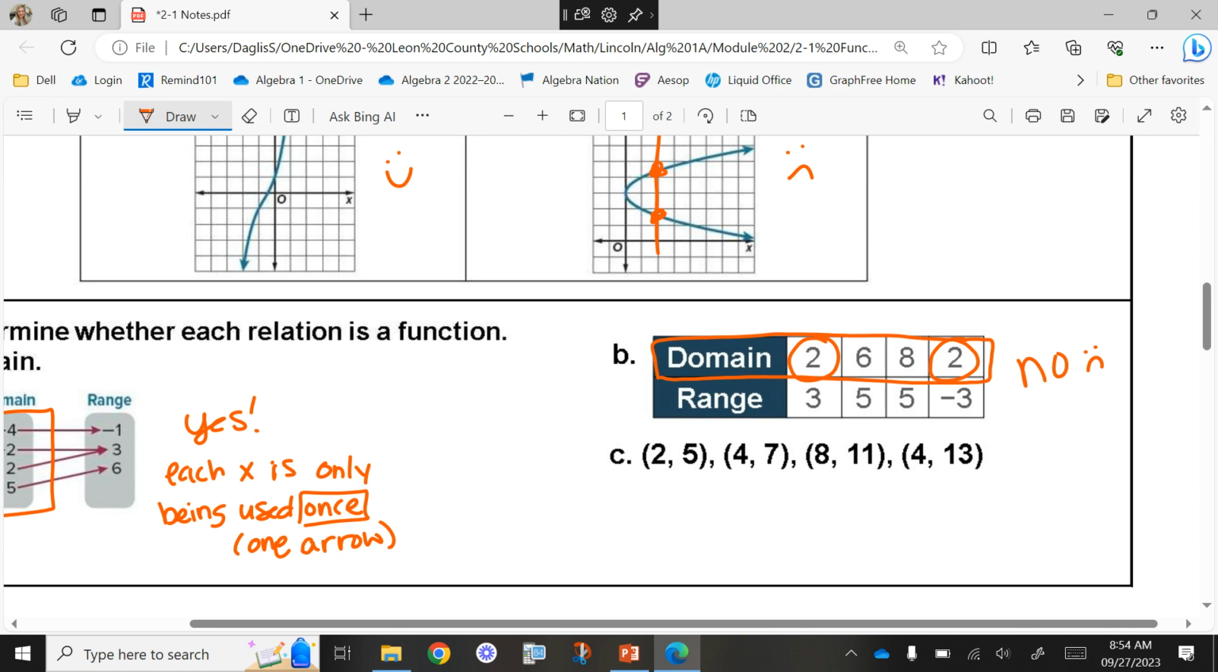All right, and then part C gives me a list of all of the points. Okay, so we just kind of graphed these. Which one of those numbers is the x number? Is it the first or the second in each pair? It's the first one. So we're only looking at the 2, the 4, the 8, and the 4. Those are the only ones I care about. Did any of those repeat themselves? The 4 did, right? Uh-oh. So because it repeated, is this a function? No.